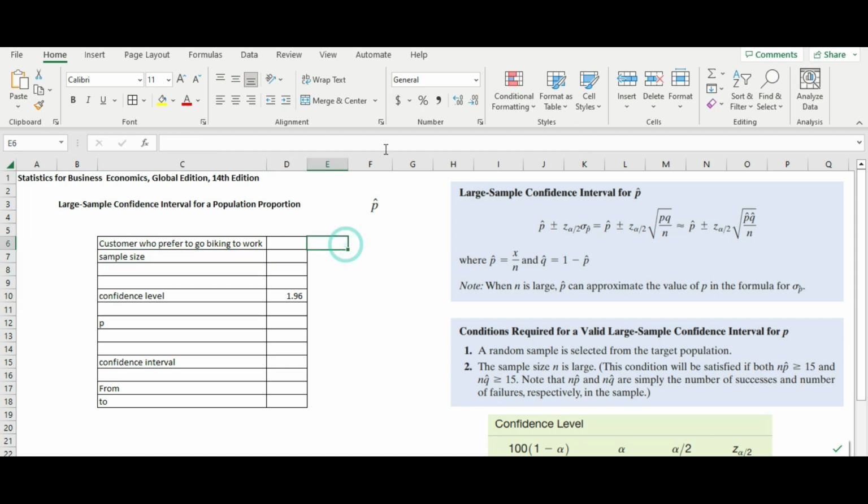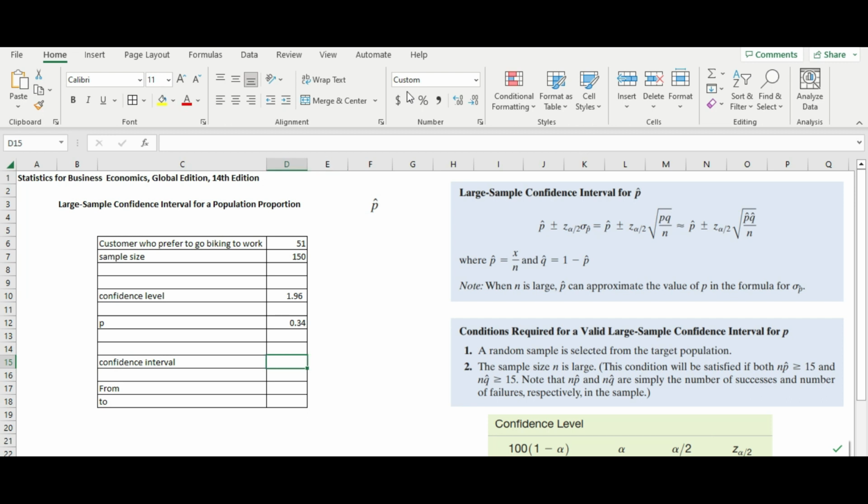For example, I've sampled around 150 people, and out of the 150 people that I've sampled, only 51 of them say they prefer biking going to work. So the proportion of people who are biking among my sample size is 34% or 0.34. Based on the sample, we want to know the confidence interval, in order for us to forecast the possible population proportion.